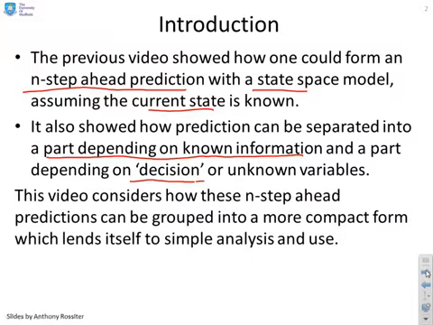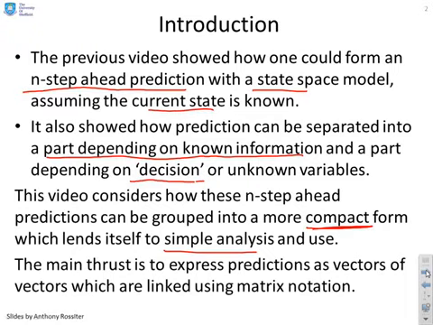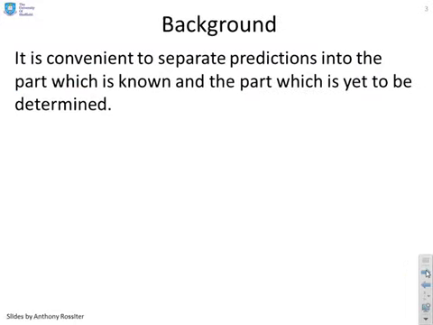This video is going to look at how we can group this information to put it in a more compact form, and it's this compact form we need in order to do simple analysis and ultimately to design our predictive control law. The main thrust we're going to use is to express predictions as vectors of vectors using matrix notation.